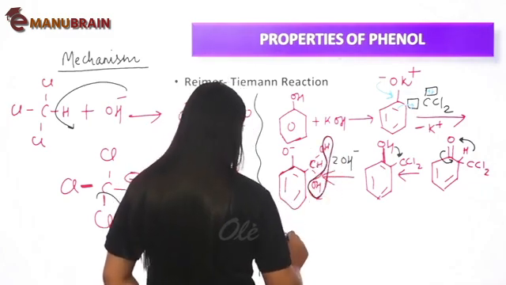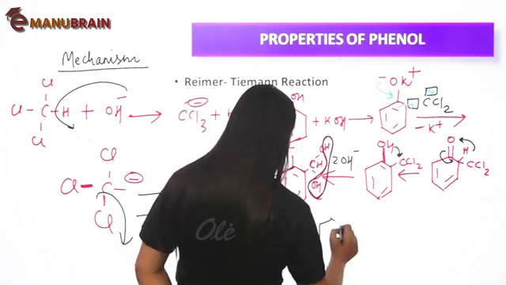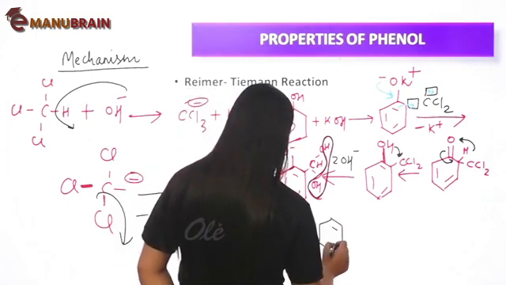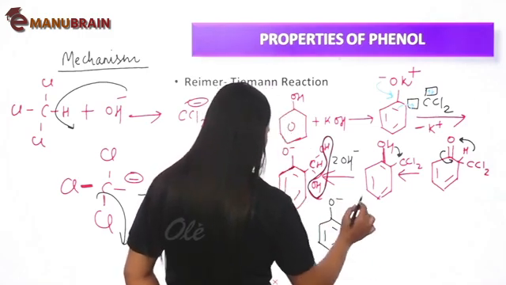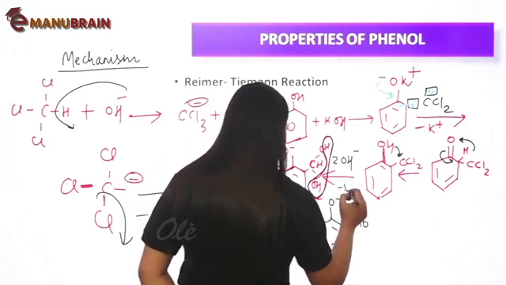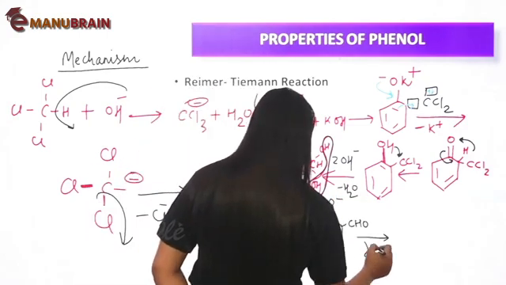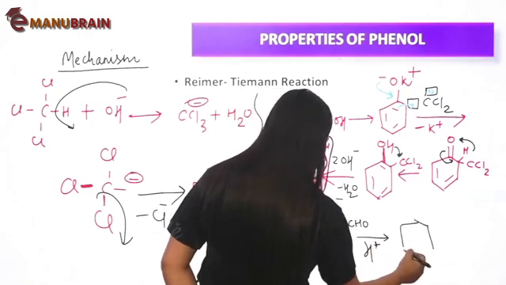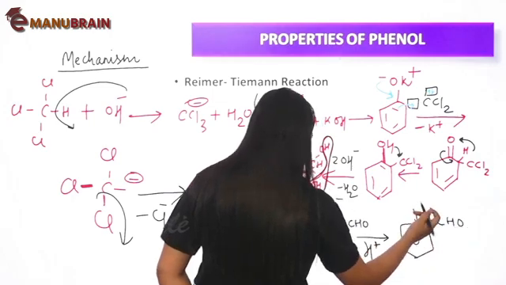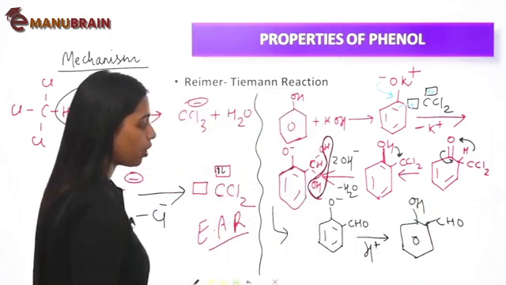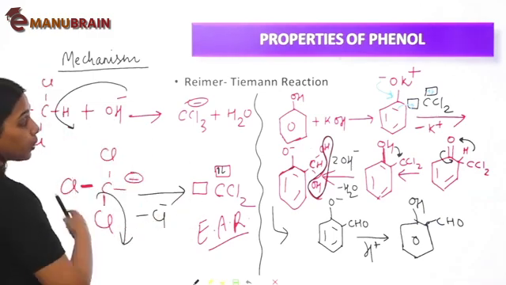So we are left with this CHO here and O minus. Okay. So then you will acidify it to complete the structure and you get your ortho-hydroxy benzaldehyde, that is ortho-salicylaldehyde. So this is the mechanism for the formation of your ortho product.